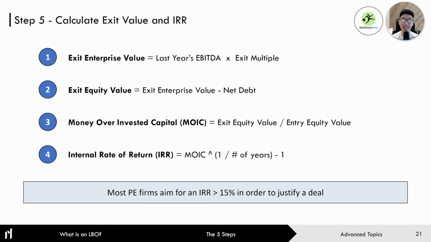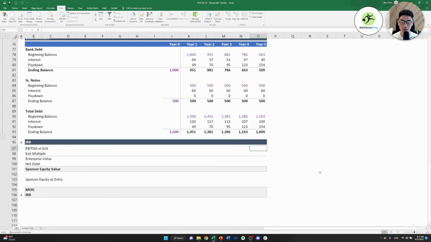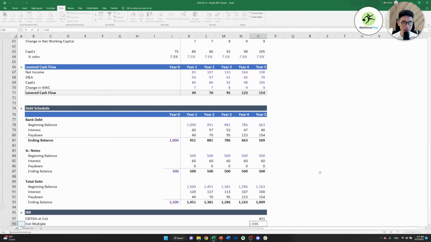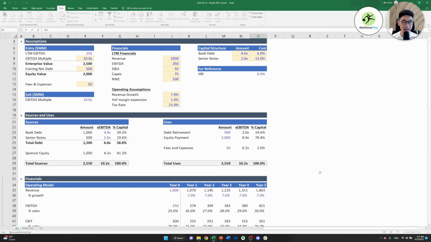So again, this is like the down payment if you think about our house flipper analogy. Then you calculate your IRR by getting your MOIC to the power of 1 divided by your number of years that you projected, all minus 1. And most PE firms aim for an IRR above 15%. If it's above, usually these days, it's a clear sign that you should really go for a deal. So let's calculate the IRR in Excel for this model. So EBITDA at exit, we can get this from our projected financials, which is the 421 here. And then our exit multiple was in our assumptions, 10x.